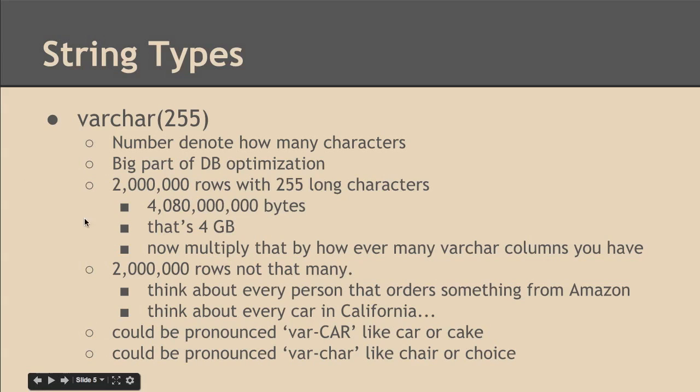This is a big part of database optimization. Basically, if you think about it, if you have 2 million rows, each with 255 characters, that's 480 million bytes. That's 4 gigabytes. Now multiply that by however many varchar columns you have. Now you might think, well, 2 million rows, who's going to have that kind of information? Think about Amazon. Think about a school.